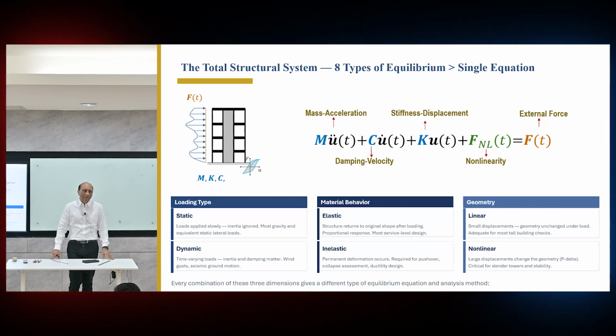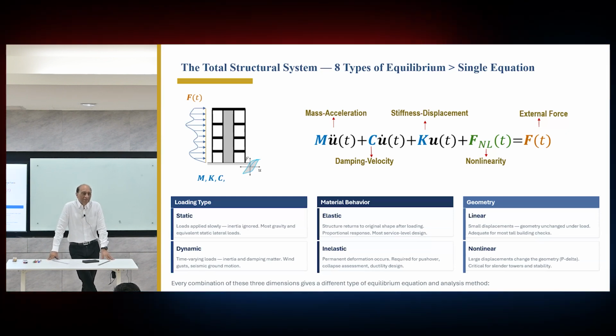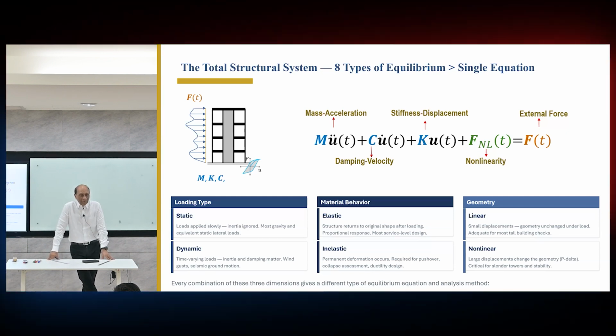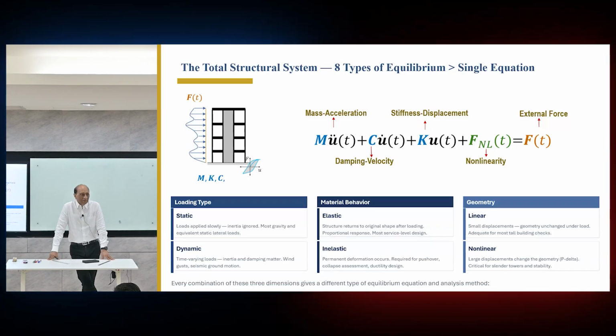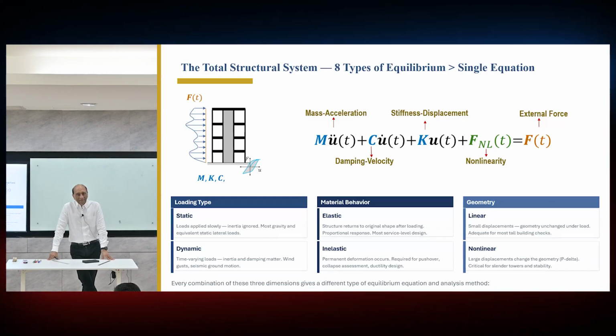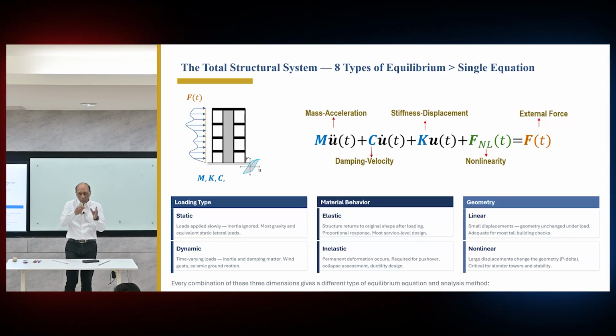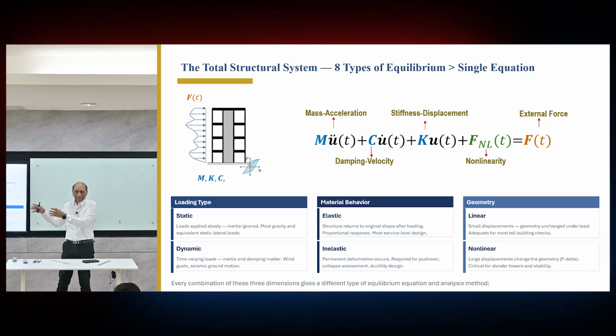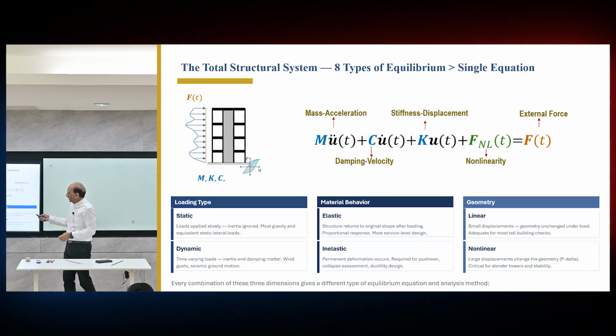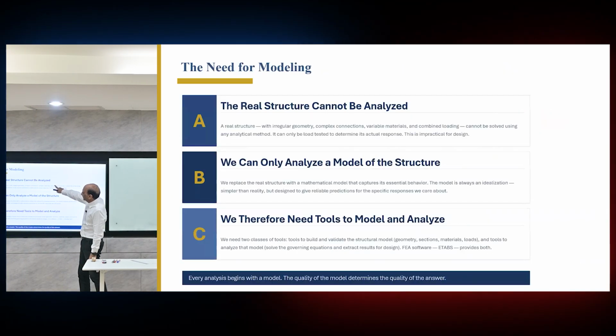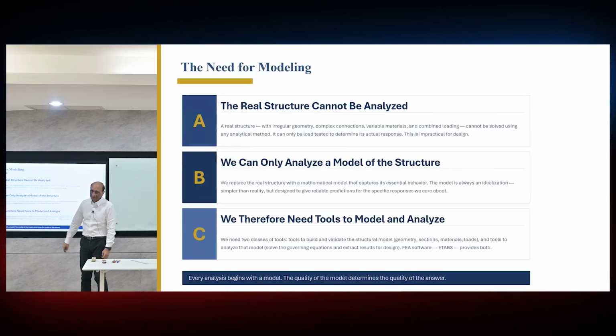And we can't solve it because now there is no single number to achieve, which means that we need computers to do that for us. So finite element basically is to do that from there to this one and then to solve it. So A, a real structure cannot be analyzed.